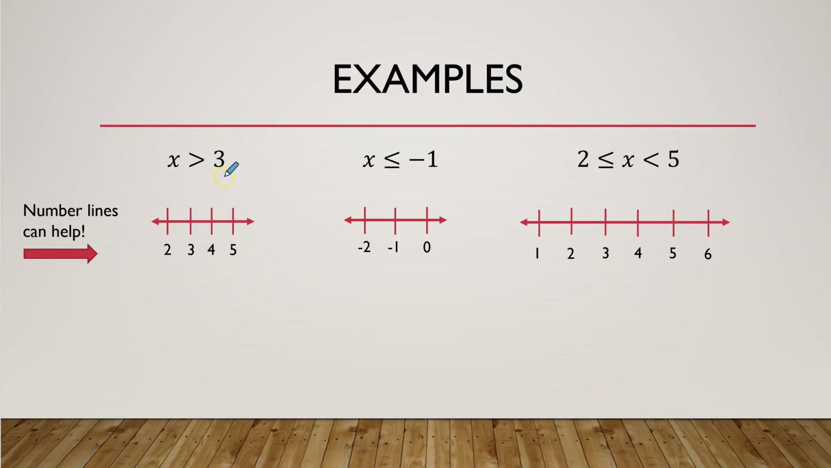On the first example I'm going to show you, we have all of the numbers bigger than 3. So I know something is happening here at 3, and specifically I want the numbers bigger than 3, so that would be the numbers like 4, 5, and 6. It's easy to see that on the number line.